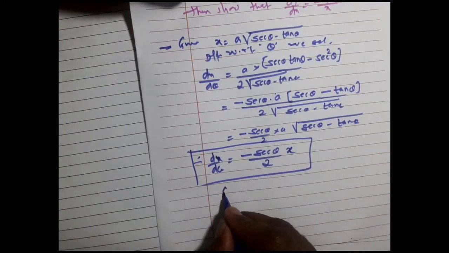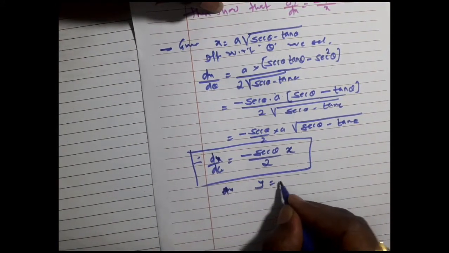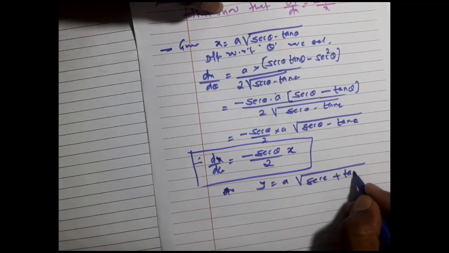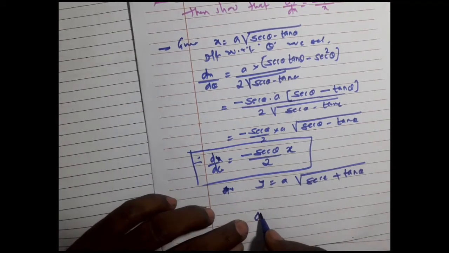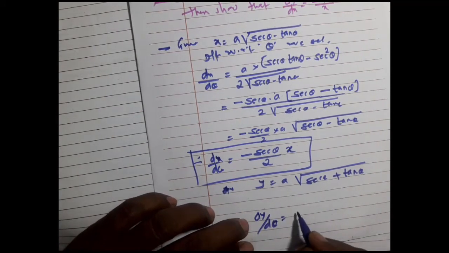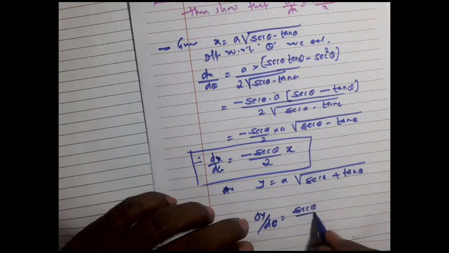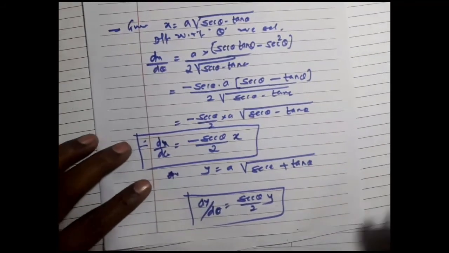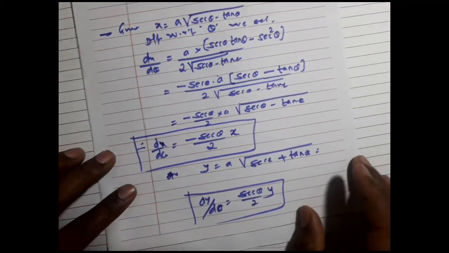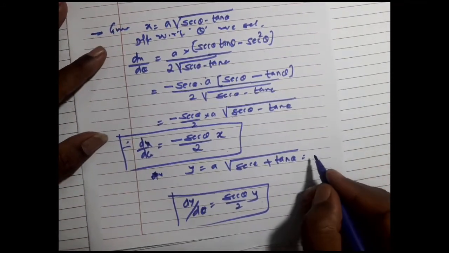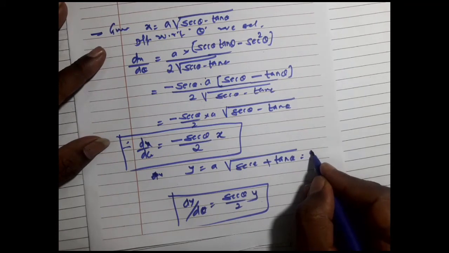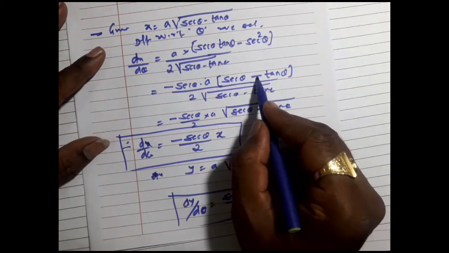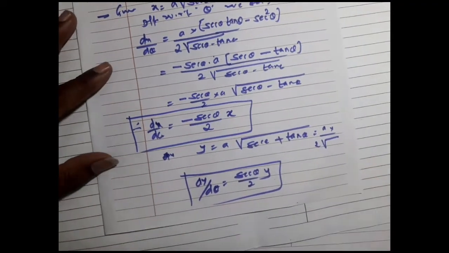Similarly, if you differentiate y with respect to theta, this is also plus sec theta upon 2 into y. How is it? See, 1 upon 2 a root into derivative of this thing. The same thing. Here instead of minus sign, there will be the plus sign.